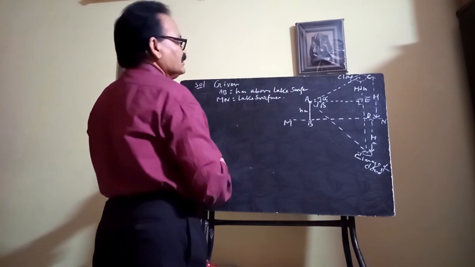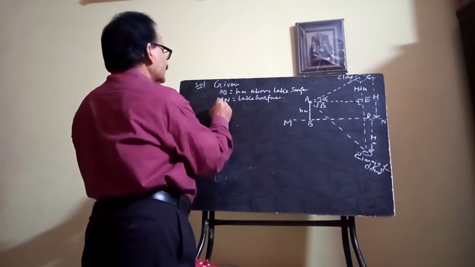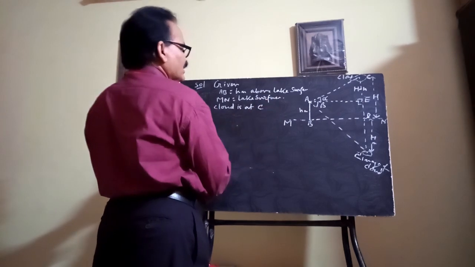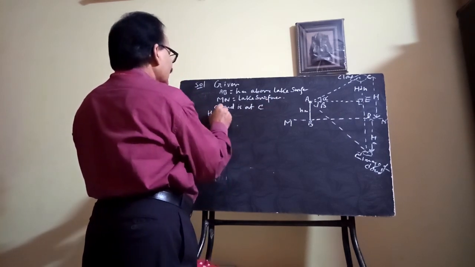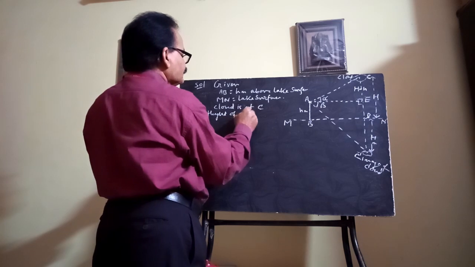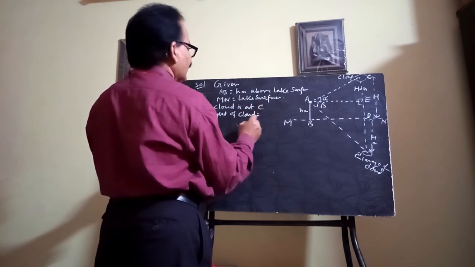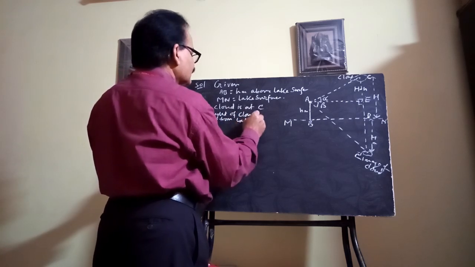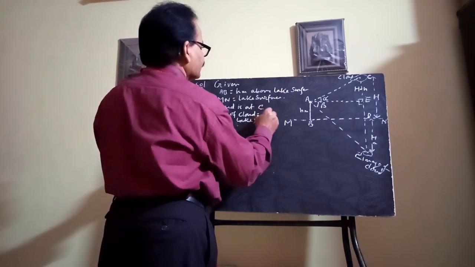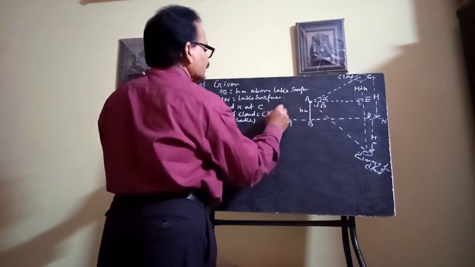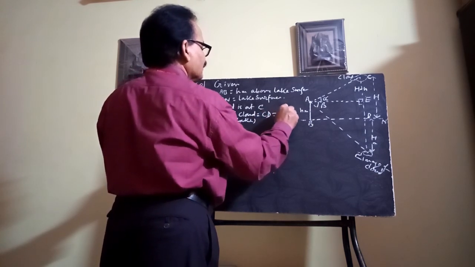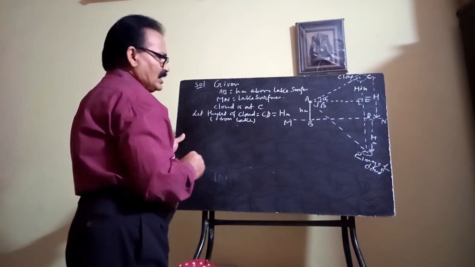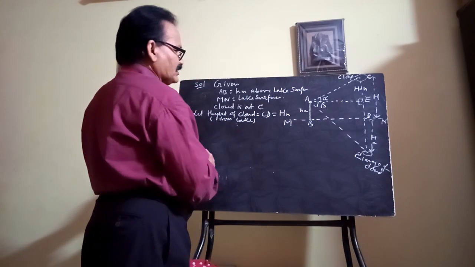Okay. Angle of cloud is at C. Height of cloud from lake surface is your CD. Let this be h meter. Let height of cloud CD, that is your H meter.